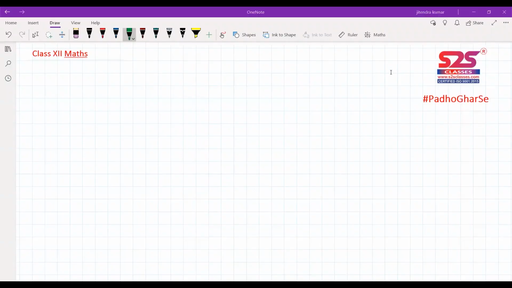Okay, so we are starting from area of triangle today. If anyone has any doubt from before this, from properties of determinants or anything in determinants before area of triangle, you can ask right now. Otherwise, we will start with area of triangle today.